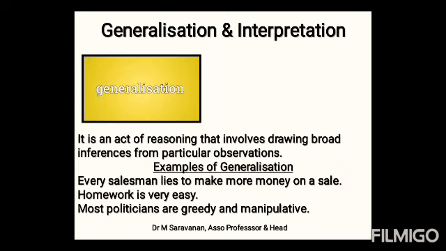The next important step in the research process is generalization and interpretation. If a hypothesis is tested and upheld several times, it may be possible for the researcher to arrive at a generalization, that is, to build a theory. I can quote a few examples. Every salesman lies to make more money on a sale. Homework is very easy. Most politicians are greedy and manipulative. As a matter of fact, the real value of research lies in its ability to arrive at certain generalizations.